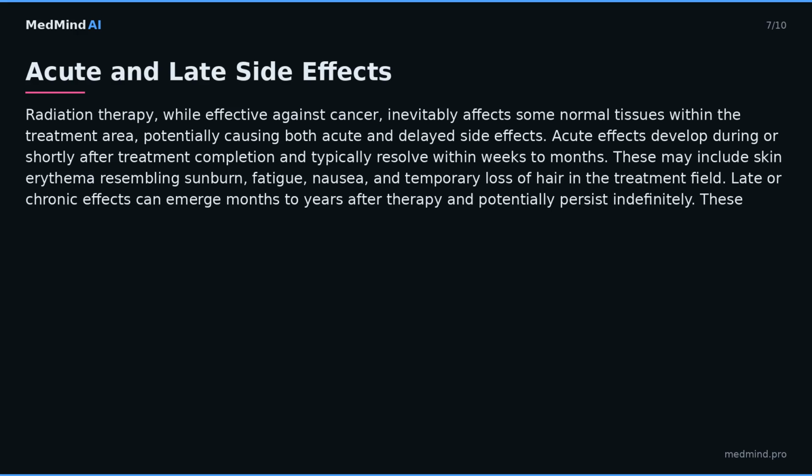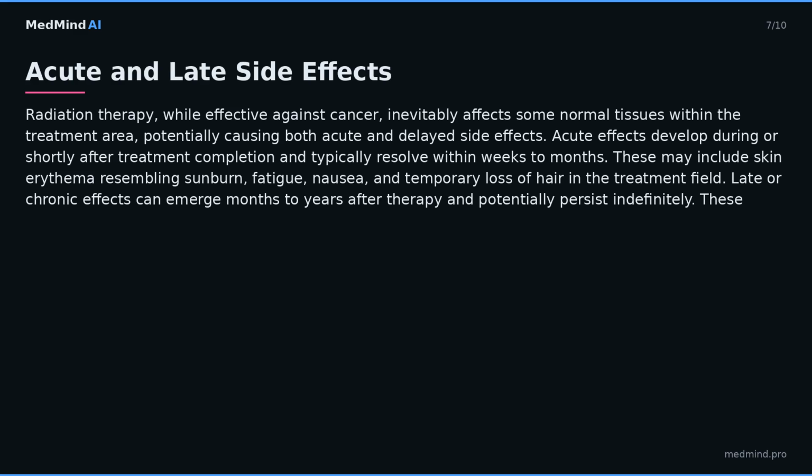Late or chronic effects can emerge months to years after therapy and potentially persist indefinitely. These include fibrosis of tissues with decreased elasticity, secondary cancers arising from radiation-exposed normal cells, sexual dysfunction, and organ-specific complications such as lung fibrosis, cardiac disease, or cognitive changes if the brain was irradiated.